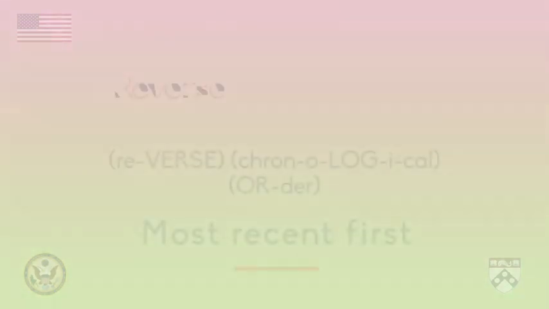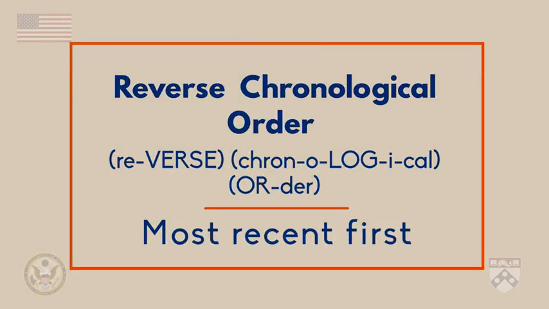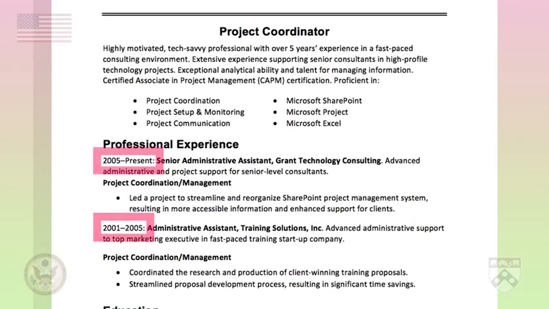Be sure to list your work experience in reverse chronological order. In other words, list your most recent job first, the one before that next, and so on into the past. If we look at the sample resume, we can see this person listed her job from 2005 to the present first, and then lists her job from 2001 to 2005 after this.